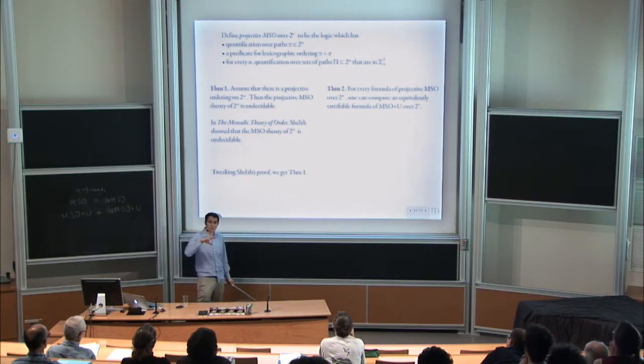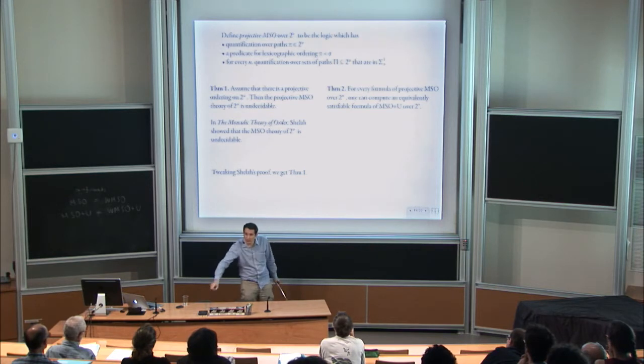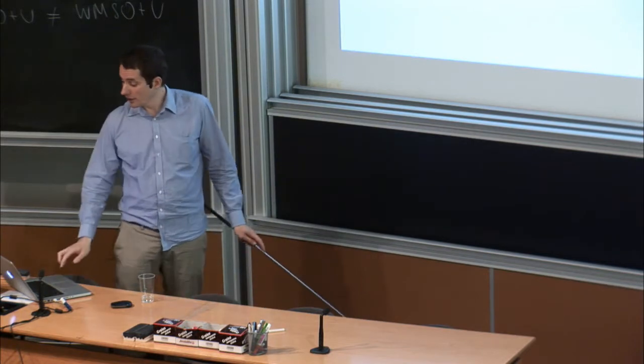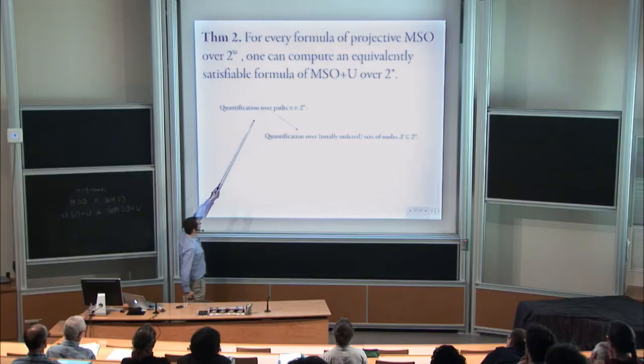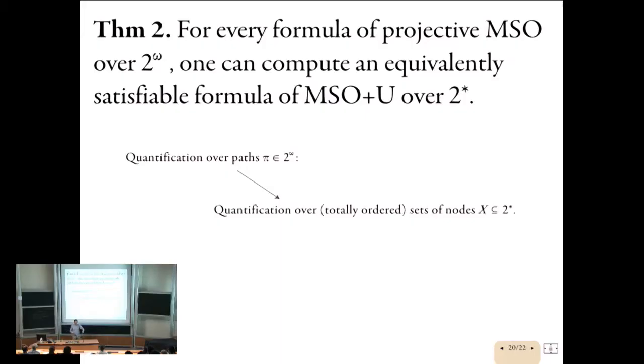It's how to reduce this projective MSO theory of the Cantor space, where you can quantify over sets of paths, to the MSO theory of the binary tree. And how do you do that? If you want to simulate the first order quantifications, quantification over paths, that's straightforward, because a path is just a set of nodes. Yeah? It happens to be a totally ordered set of nodes, but it's a set of nodes. So first order quantification you can simulate by second order quantification. So far so good. But this is a short-term strategy.